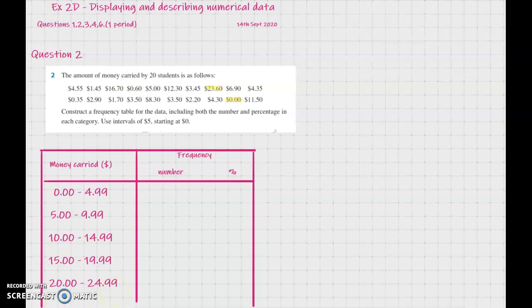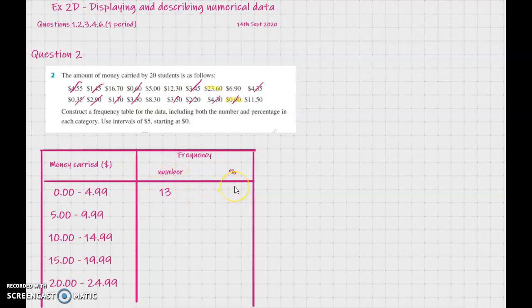All right, let's start tallying things up. So between $0 and $4.99, we have got 1, 2, 3, 4, 5, 6, 7, 8, 9, 10, 11, 12, 13. So write the number 13 under frequency.